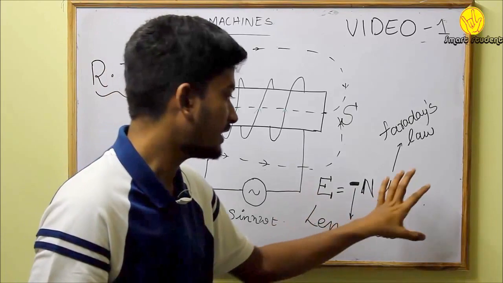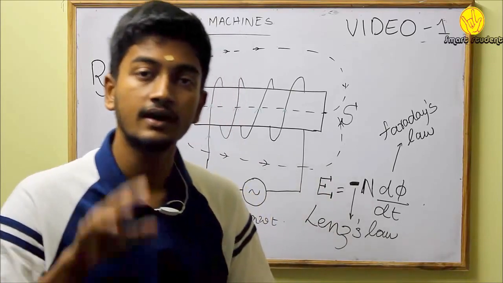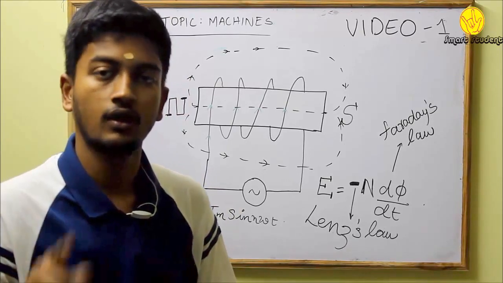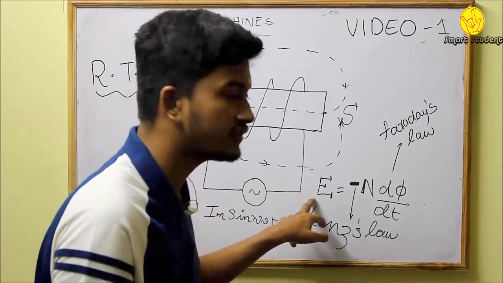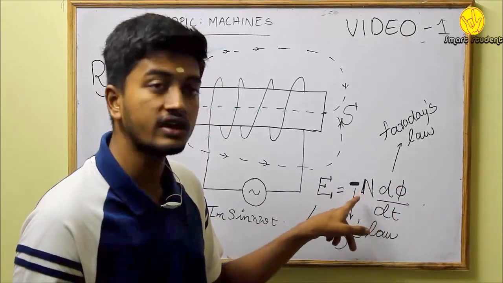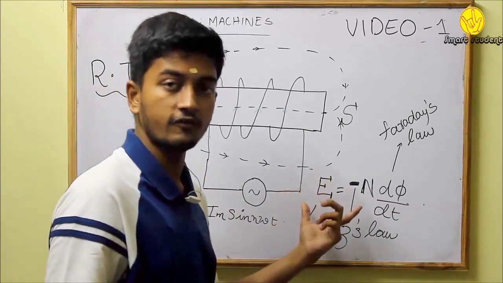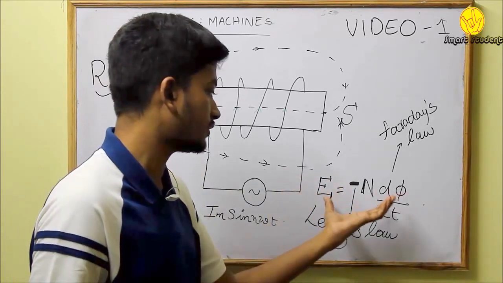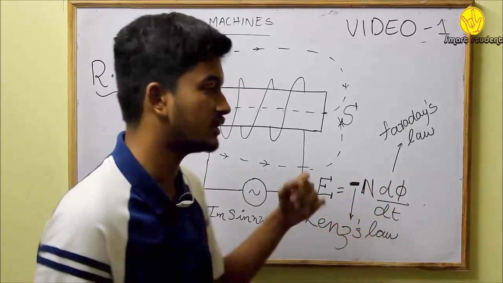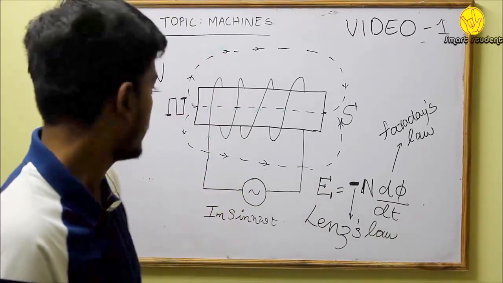As I've already said, my magnetic flux is varying, and according to Faraday's second statement, induced EMF is proportional to the rate of change of flux linkages. EMF is proportional to the rate of change of flux, and induced EMF will be opposite to the flux linkages. From these two statements what we can infer is E = -N dφ/dt, where N is the number of turns of the conductor.